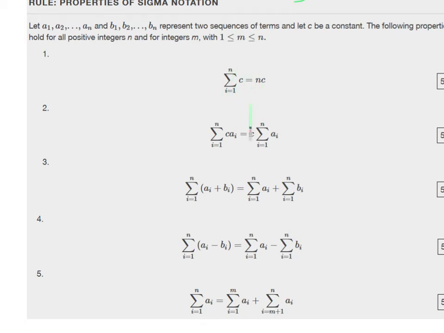So that's nice. If I have a constant and it has an explicit formula a sub i, my constant can just be pulled out as a multiplier, and then I can just do my a sub i, whatever my explicit formula is. If I have two separate explicit formulas, then I can break it up with an addition between them, or if I have subtraction, then subtraction as well.